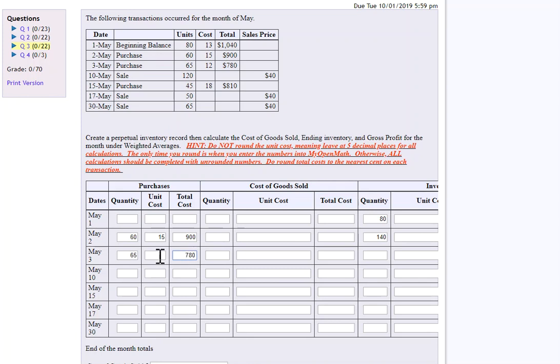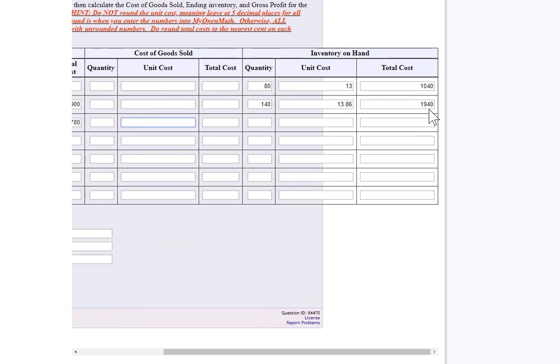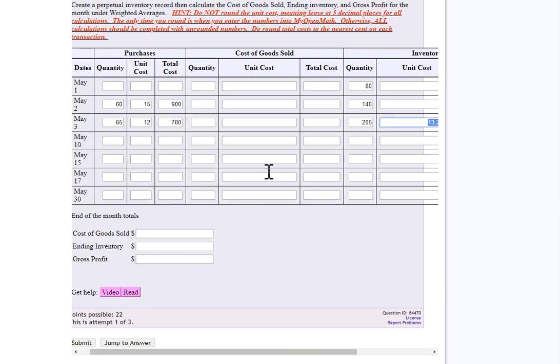So we bought $780 more worth of merchandise, which is 65 units that cost 12. So I'm going to add that 780 to the balance that I already have on hand, which is 1940. That's going to give me 2720. And I purchased how many more units? 65. So I'm going to add 65 to that 140, which is going to give me 205. So take the 2720 divided by the 205. That's going to give me an average cost of $13.26829.